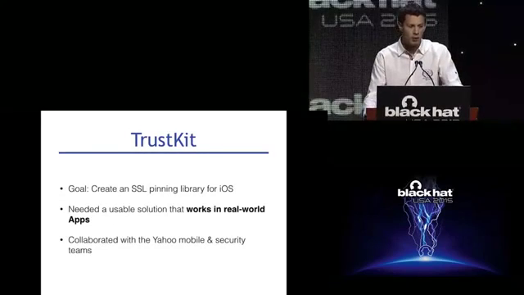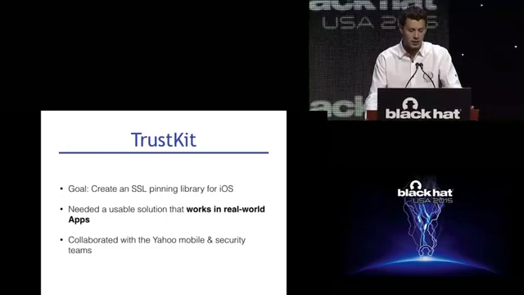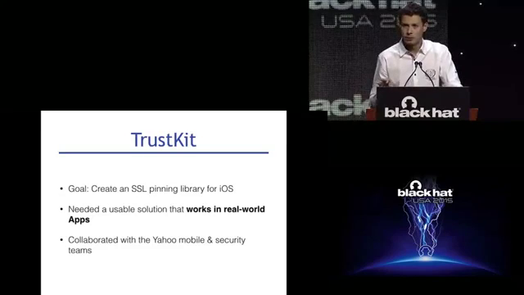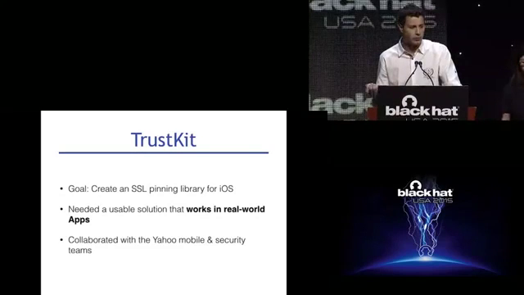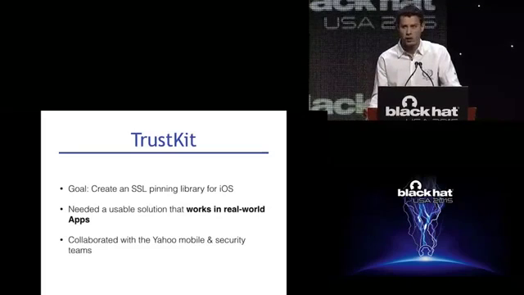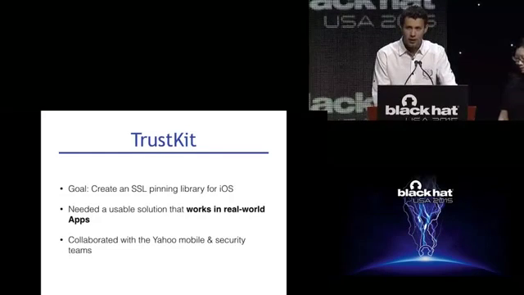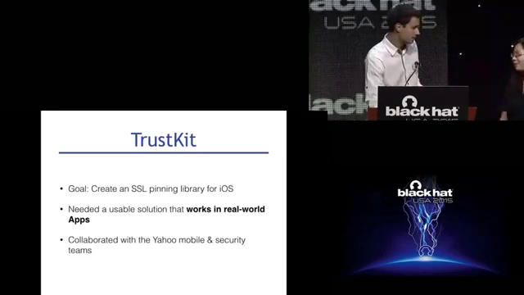So our goal initially, which sounds pretty simple, was to create an SSL pinning library for iOS. And as we started working on that, we really wanted to make sure that that library was going to be usable in real apps with lots of users, strong requirements like battery life and performance. And overall make sure that this is something developers will be able to use and not some idea or proof of concept. And to get there, we had the opportunity to work with the Yahoo mobile and security teams. And Angela here is going to talk about her challenges when trying to deploy SSL pinning at Yahoo.